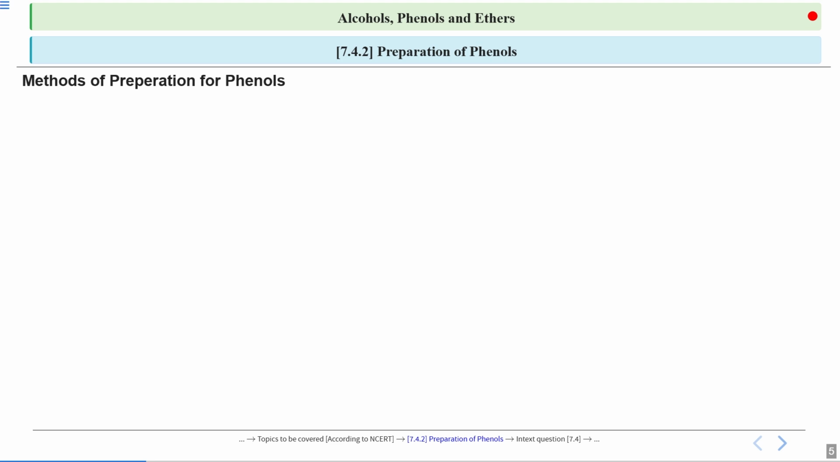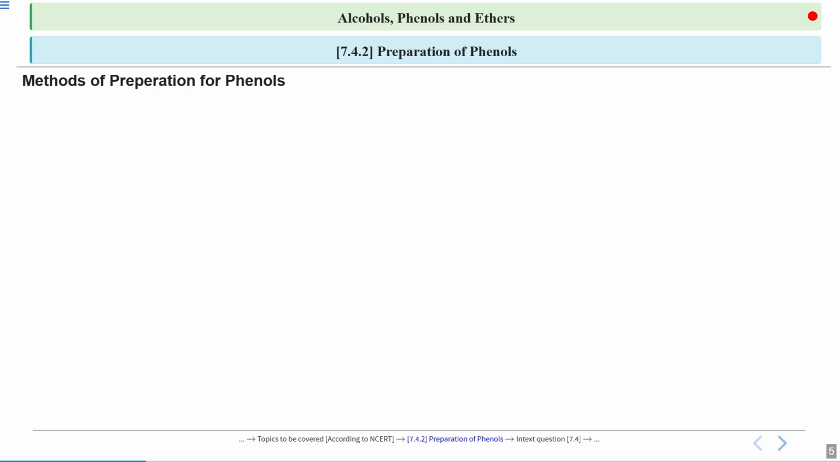So let us start with the preparation of phenols. I hope you remember what phenols are. It is an aromatic ring in which one of the hydrogens is replaced by a hydroxyl group, that is OH group. So in phenols, the OH group is directly attached to the benzene ring.